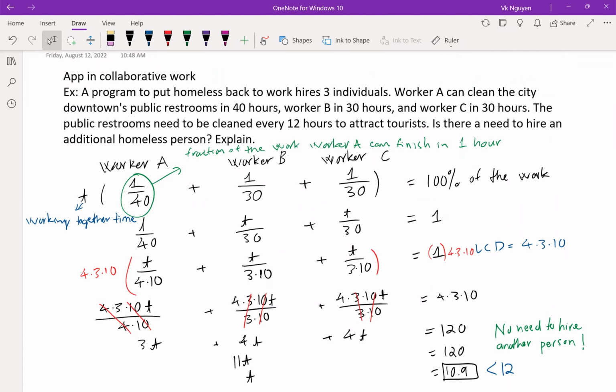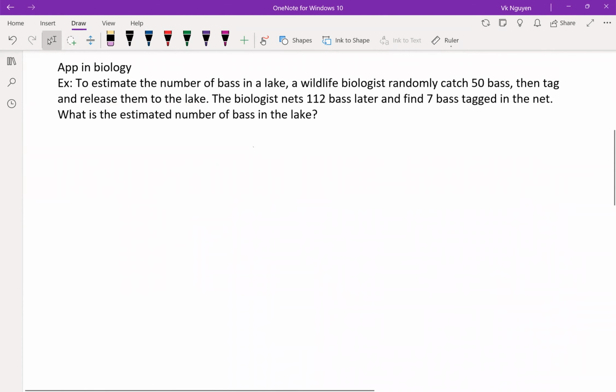Let's take a look at another application. Application in biology. To estimate the number of bats in a lake, a wildlife biologist randomly catches 50 bats, then tags and releases them to the lake. The biologist nets 112 bats later and finds 7 bats tagged in the net. What is the estimated number of bats in the lake?